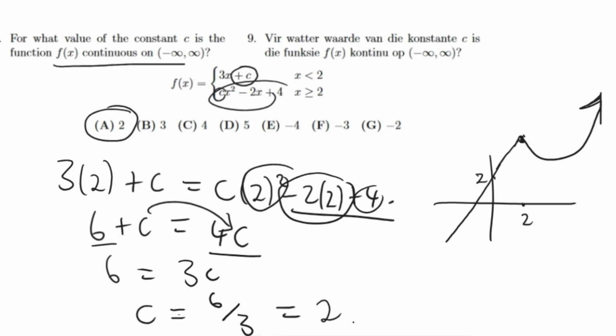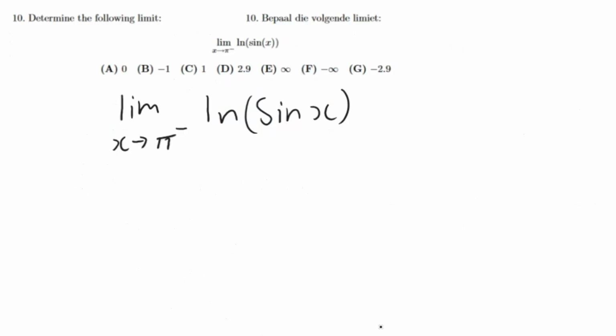You choose option A. Number 10 here says determine the limit as x goes to pi from the left of ln of sine x. Okay, ln of sine x. How will you do this? You will start first by saying, you can do it graphically and determine the limit, or you can just use the mathematics.